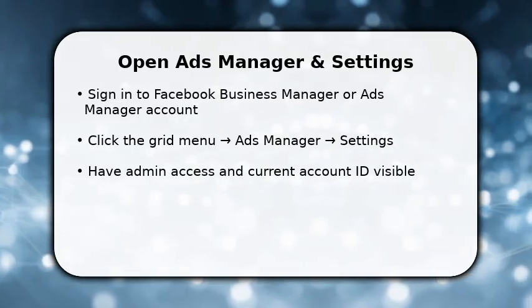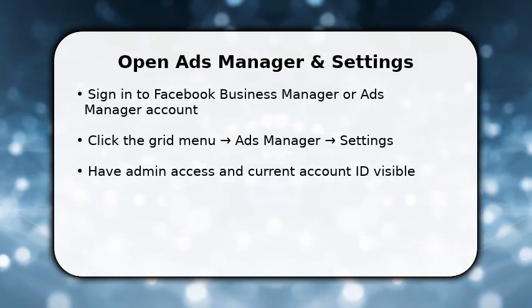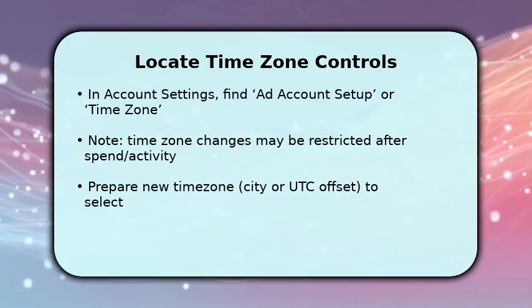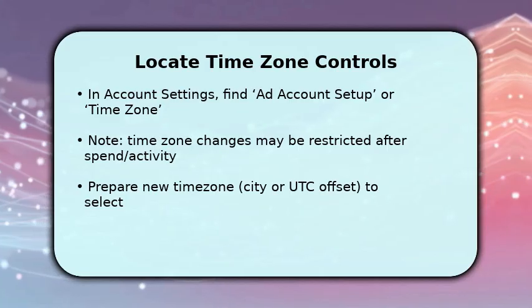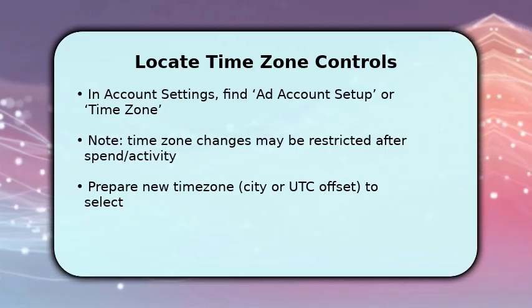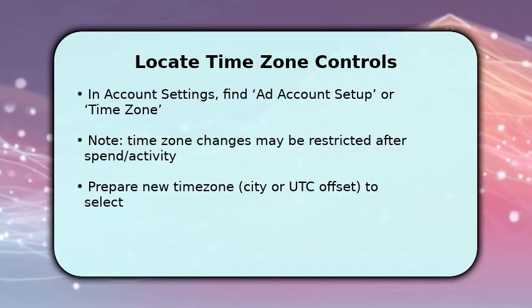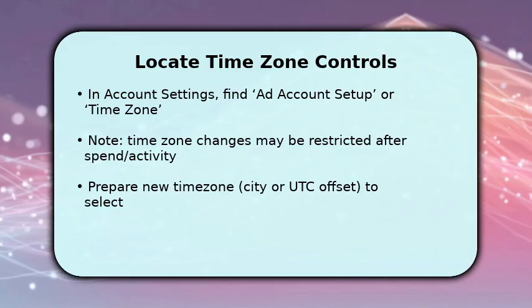Next, scroll to Account Settings to find Timezone controls. Don't click Campaigns yet. Once in Account Settings, look for Add Account Setup where the Timezone field is listed. Sometimes it's labeled simply as Timezone. You'll learn why Facebook locks Timezone changes after significant activity. It preserves reporting accuracy. If the field is editable, choose the correct city or UTC offset.